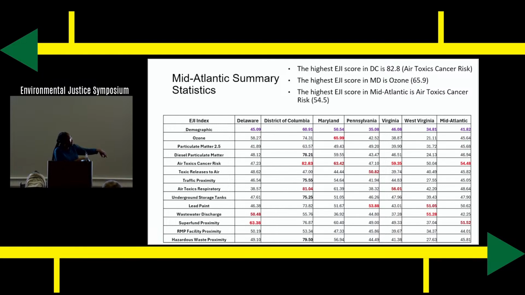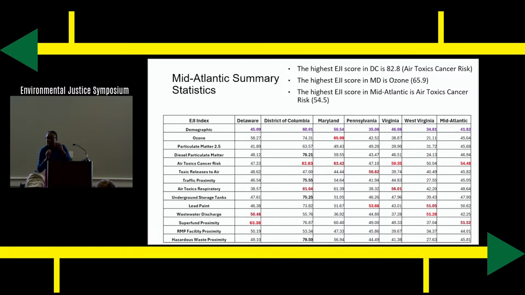If you look at it, the ones we highlighted in red are the high indicators in each of the states in the Mid-Atlantic, including DC. DC is not a state, but it is in the Mid-Atlantic region. So you have demographic index, ozone, particulate matter, diesel, air toxics, lead paint, wastewater, all those indicators. And we have their EJ index for the Mid-Atlantic region.